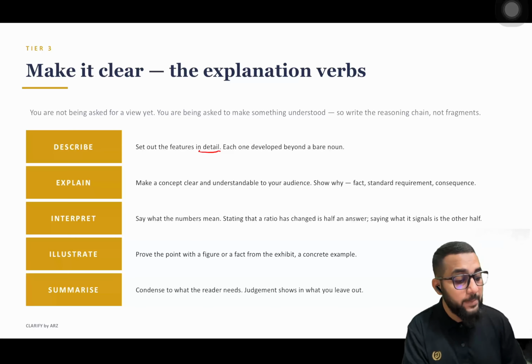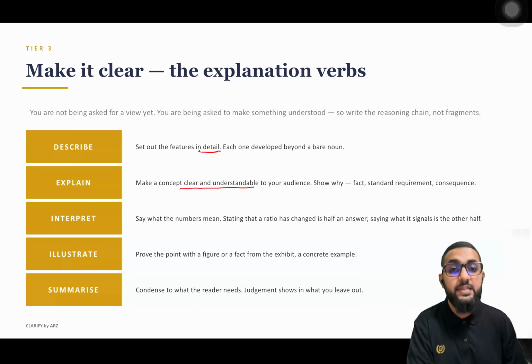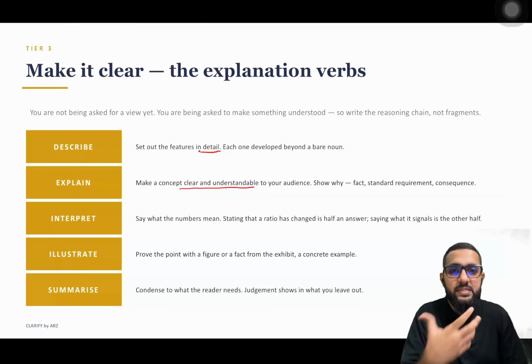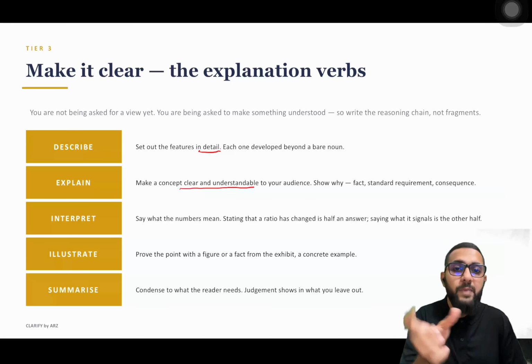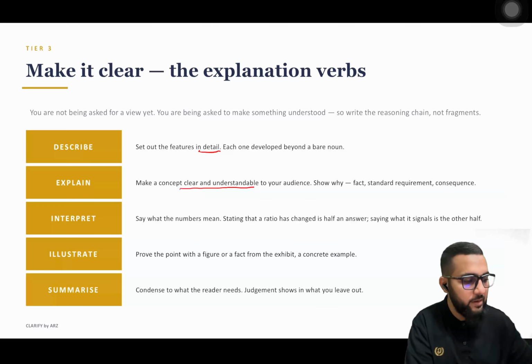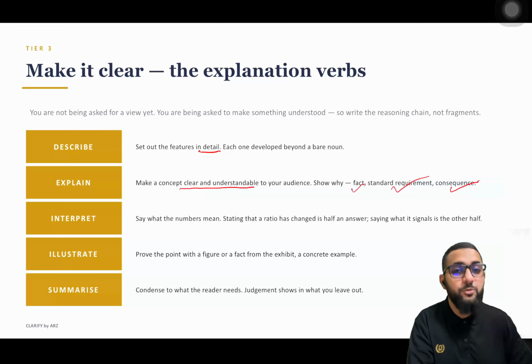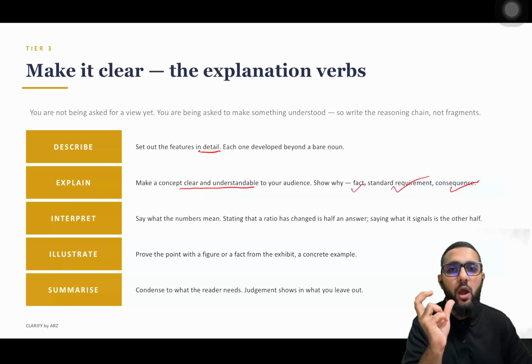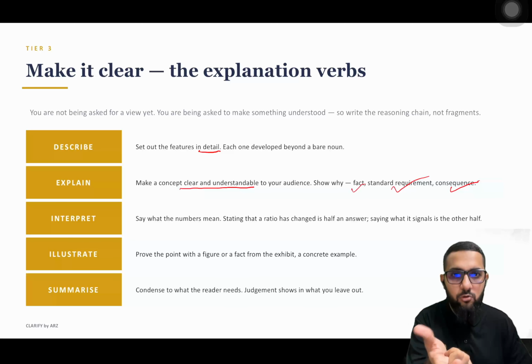Explain, you make a concept clear and understandable to your audience. Clear and understandable is key. When you're explaining something, you are required to make something clear, make something understandable. And how will you be able to do that? When you show the why. When you bring in a fact, standard requirement, consequence, you bring that to bring that understanding out. That's where explanation happens. That's where the clarity comes in.